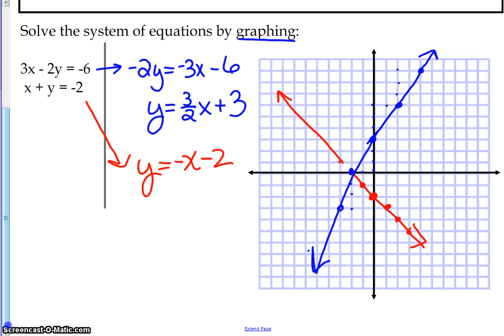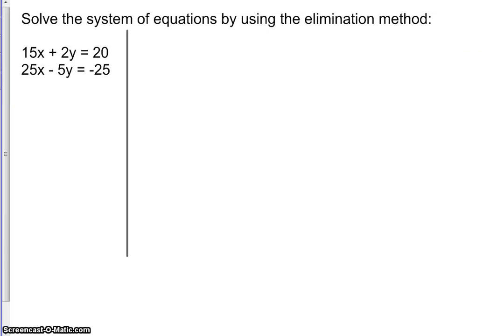There's my nice blue line. Here's my nice red line. And we can see exactly where they cross. They cross at the point -2, 0. That is my solution to my equation. So in graphing, our solution is just a visual point where you can see the lines cross.